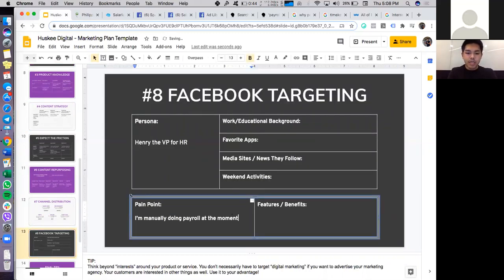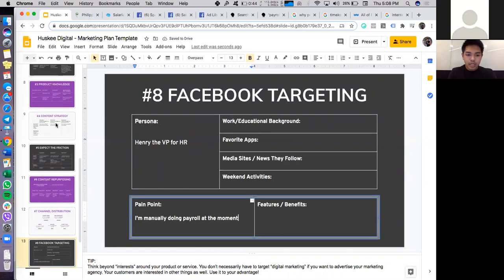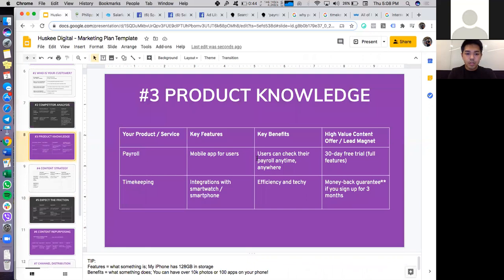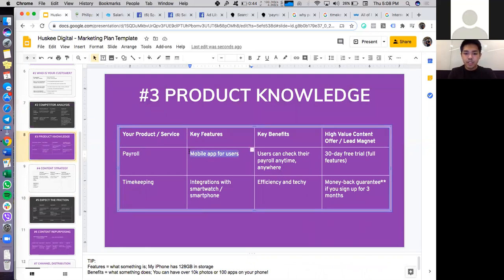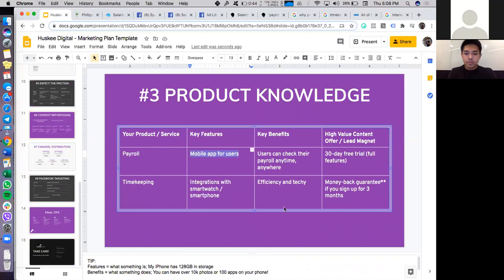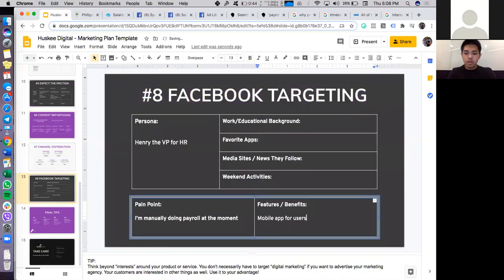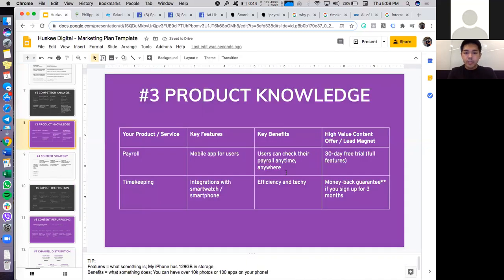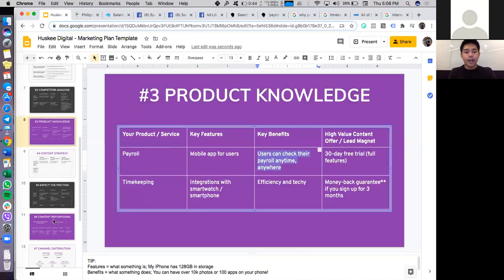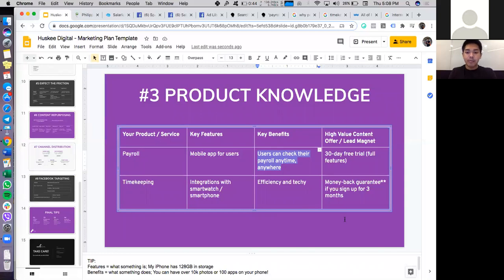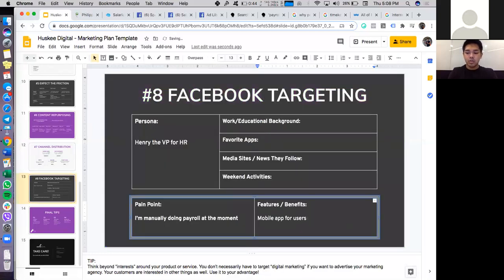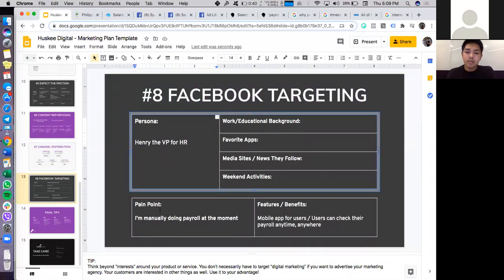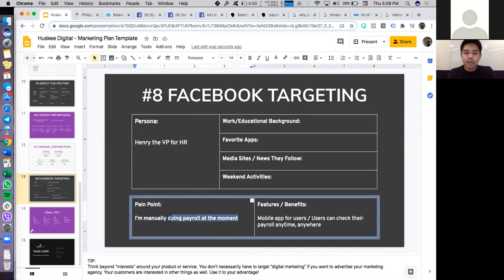So what this does for me is, when I put the pain point here, and my features and benefits, this becomes my anchor for copy or captions that I may want to have on my Facebook ads. So after filling this up, I have my persona. The pain point that I'm looking at is manually doing payroll, and then the features and benefits. This is what I'm going to be focusing on.